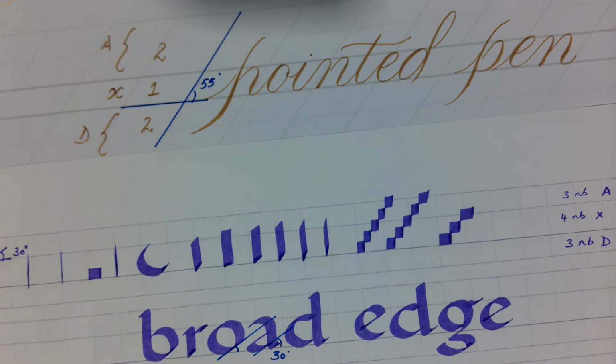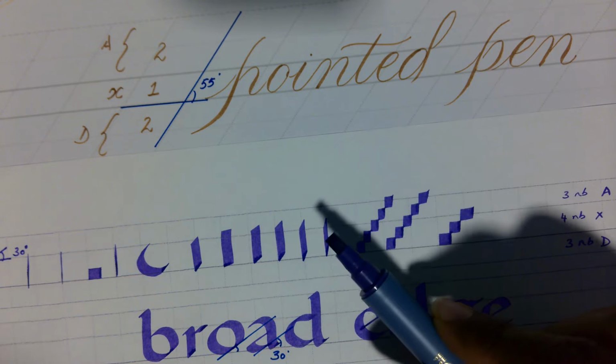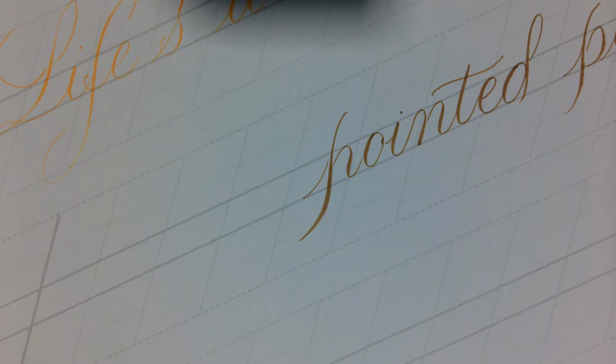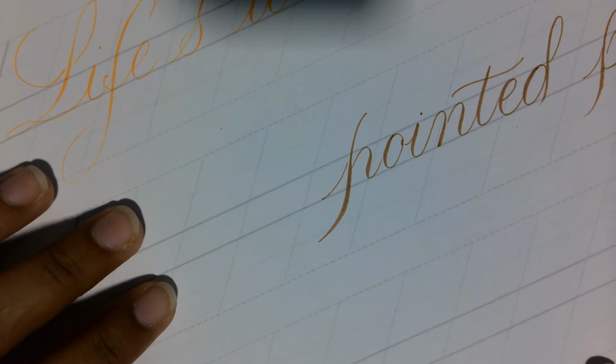In broad edge calligraphy, the tool that is used has a flat nib or a broad nib that has been cut to an angle so that you can change the angle of writing to create the thick and thin stroke variations. Because the nature of the tool is different, the means to creating a guideline for writing pointed pen calligraphy and broad edge calligraphy are different.